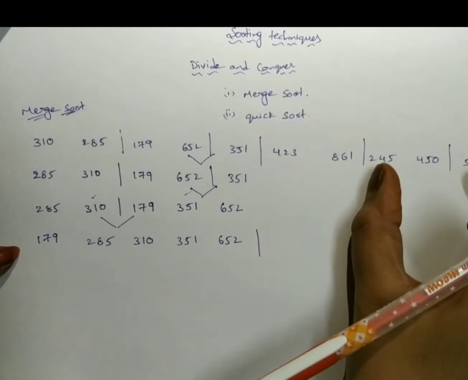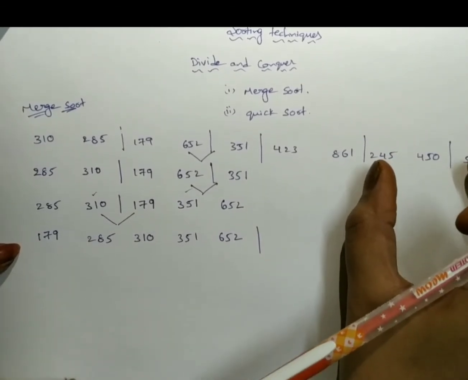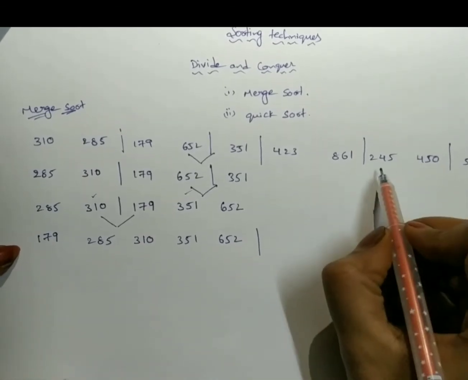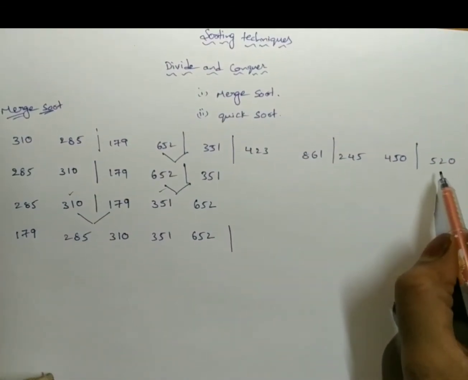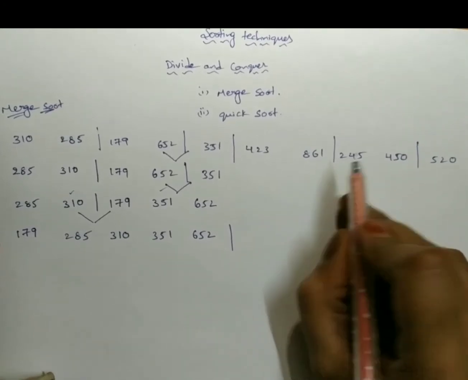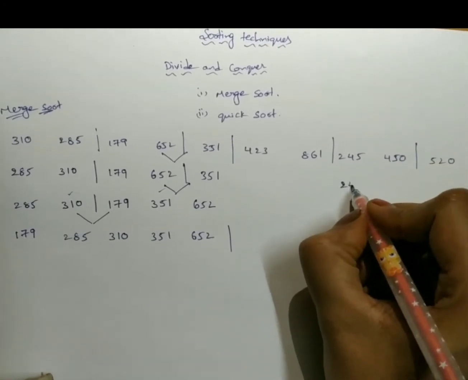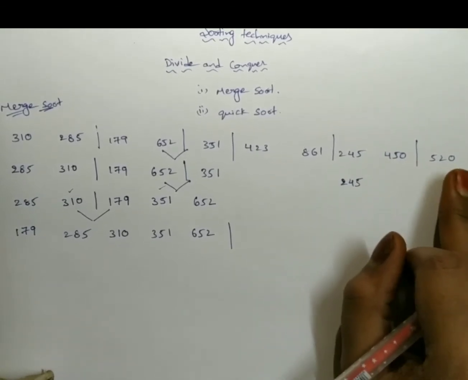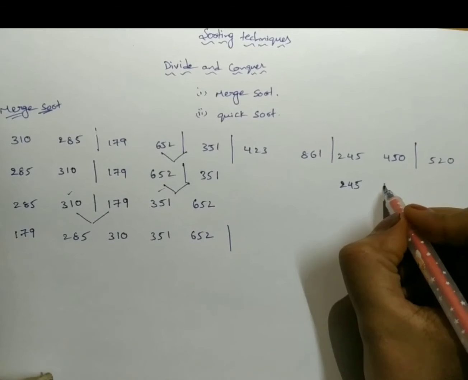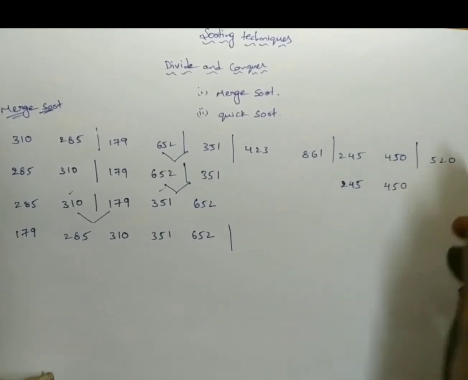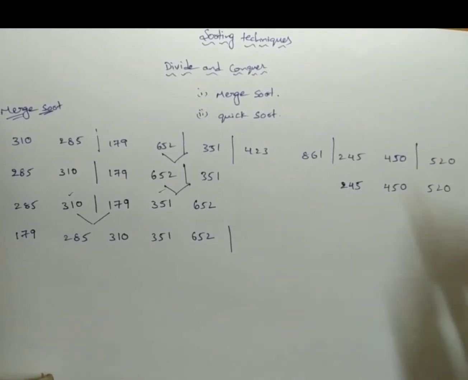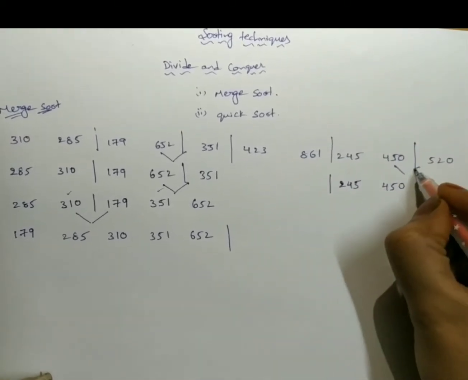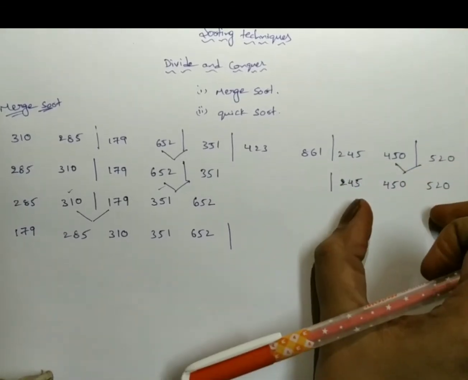First I am considering these two sublists to form a solution. 245 is compared with 520. 245 is smaller than 520, so the value will be the same, 245. And now 450 is compared with 520. 450 is the smaller value, so I am taking 450 as it is, and the remaining value is 520, so I am writing it as it is. These two lists were merged into this list.